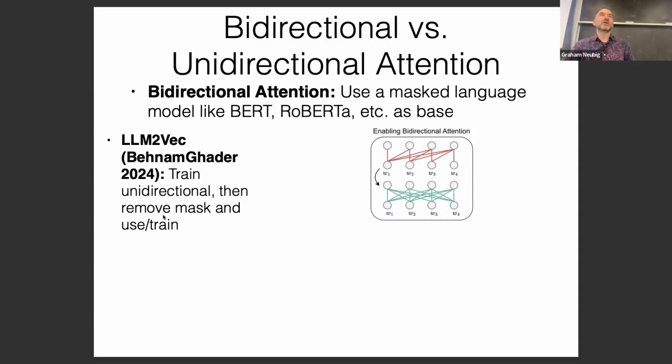So starting in 2024, people have been focusing on getting good embeddings out of these left to right models. And there are two representative methods that I'd like to introduce among all the methods that people have proposed. The first one is called LLM2Vec. The basic idea is they take a unidirectional model and then they remove the unidirectional mask so they can attend in both directions. And then they either just use the embeddings as is with this bidirectional mask, or they further train the model using the same masked language modeling objectives that these other models use.